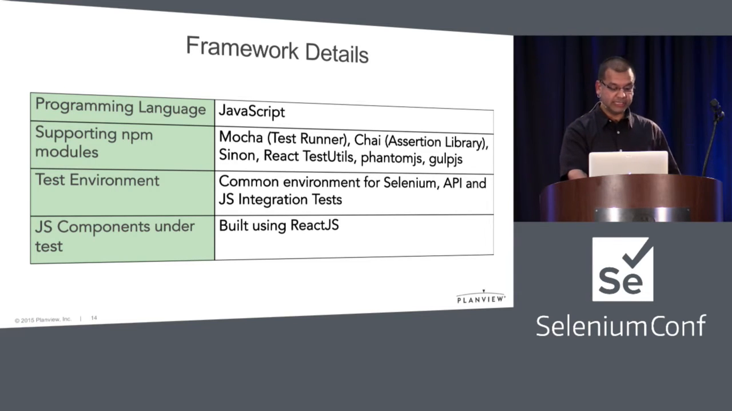A few details about the test framework we have for JavaScript integration tests. So pretty obvious, test framework is built using JavaScript. And Mocha is the test runner. Chai is the assertion library. And Sinon is another NPM module. It is used for mocking. React test utils help in rendering the component into a detached DOM node and to simulate an event dispatch on a DOM node. And Phantom.js is the headless browser, where components are loaded and tests are run.